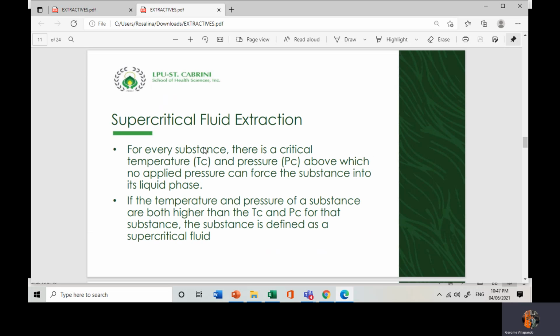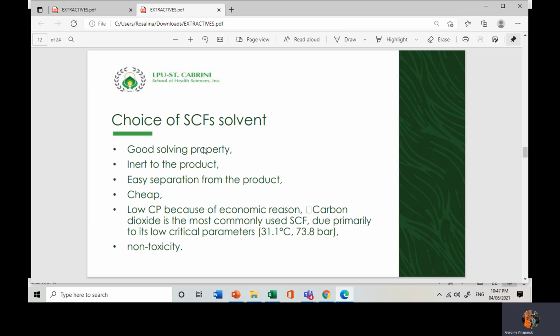Supercritical fluid extraction. For every substance, there is a critical temperature and critical pressure, above which no applied pressure can force the substance into its liquid phase. If the temperature and pressure of a substance are both higher than the critical temperature and critical pressure for that substance, the substance is defined as a supercritical fluid. Nakikita niyo? Si supercritical fluid. So, in-explain. So, choice of your SCF's solvent.